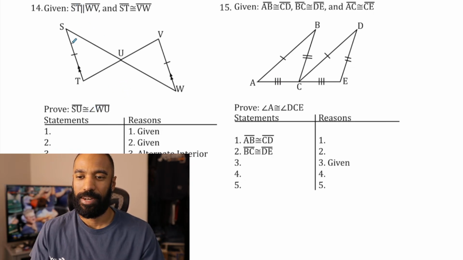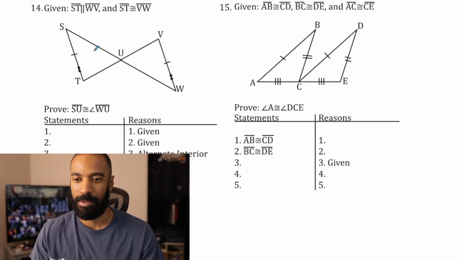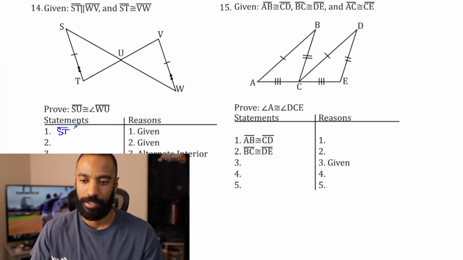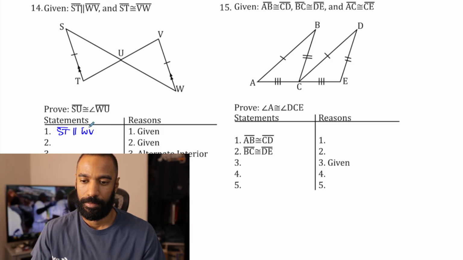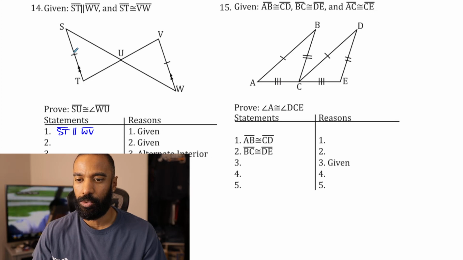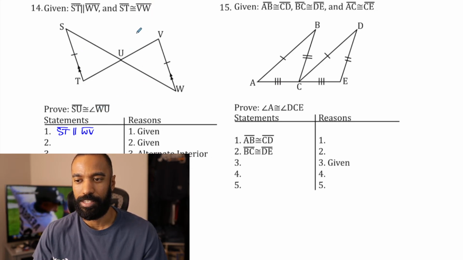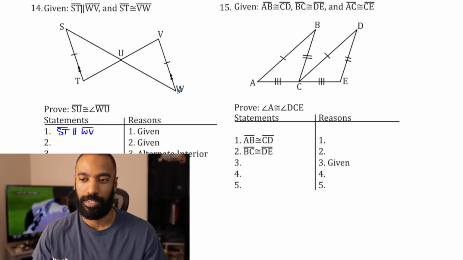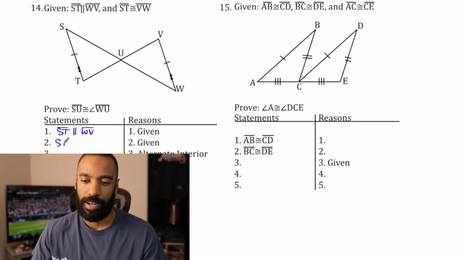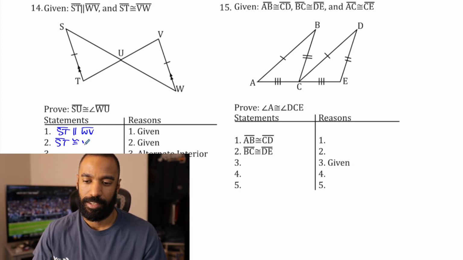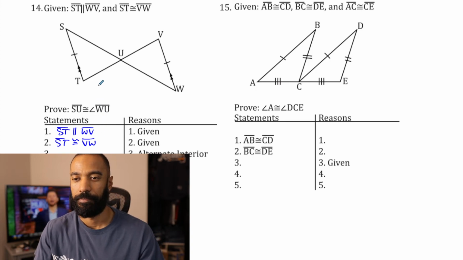All right. Segment ST is parallel to segment WV right there, given. Segment ST is congruent to segment, now suddenly they call it VW. Honestly, I would have called it WV. Segment ST is congruent to segment VW. Let's just go with what they put.